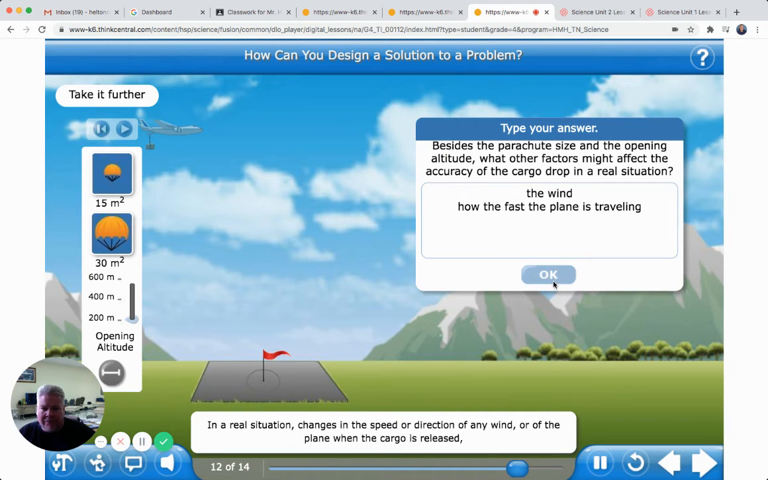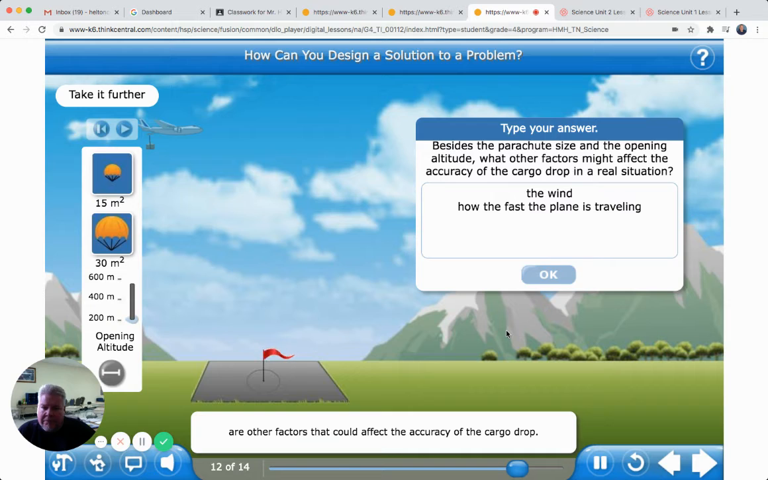Let's move on. In a real situation, changes in the speed or direction of any wind or of the plane when the cargo is released are other factors that could affect the accuracy of the cargo drop. I think we got it.